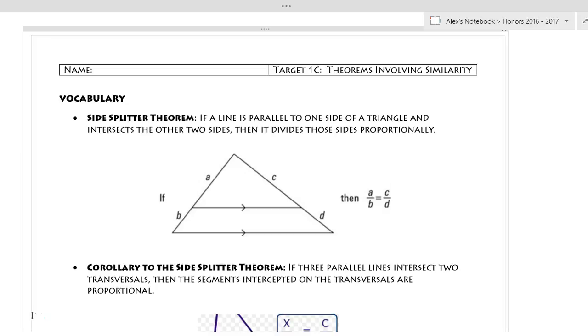1C is all about theorems that involve similarity. So these are some cool applications with our similar triangles. The first one is the side splitter theorem.